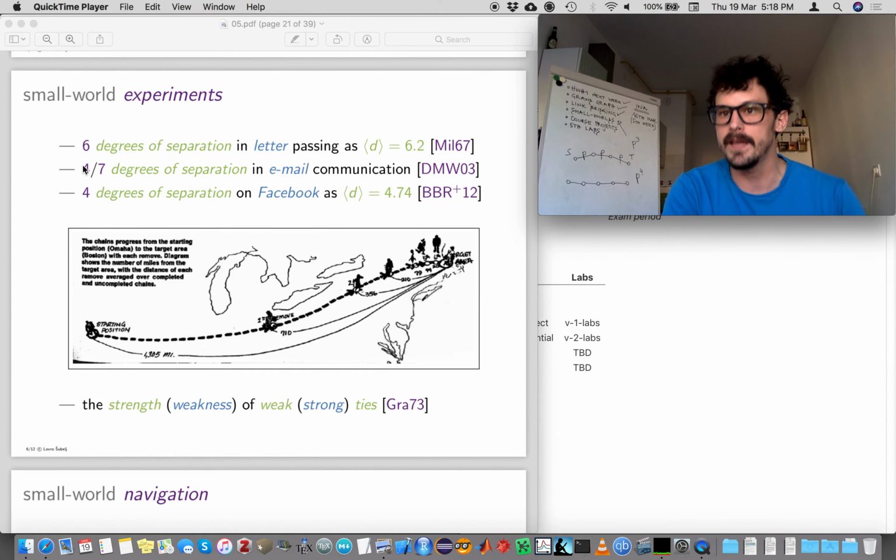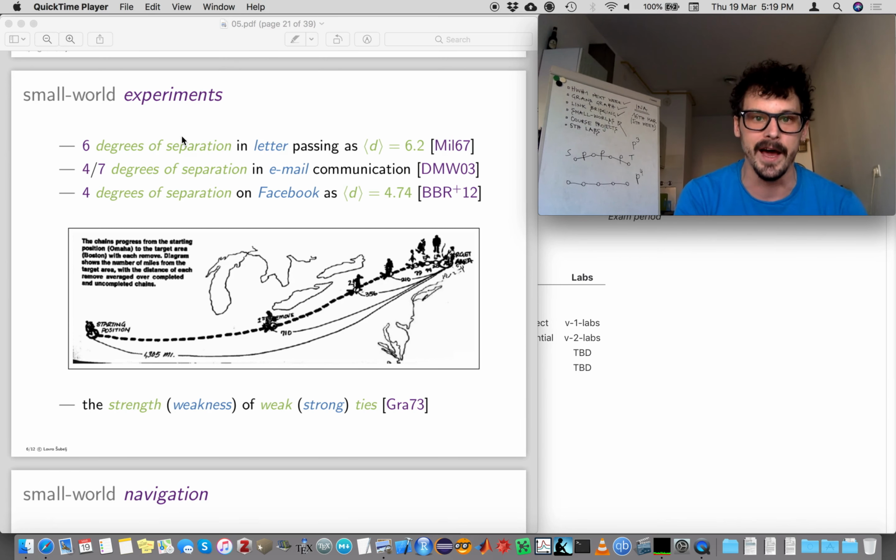If we look at the results, on average these emails took 4 steps, the so-called 4 degrees of separation. When they corrected for the fact that most of the emails got lost, they came to the value of 7, which is of course higher, but it's still a small number. So we're still saying that the world is small.